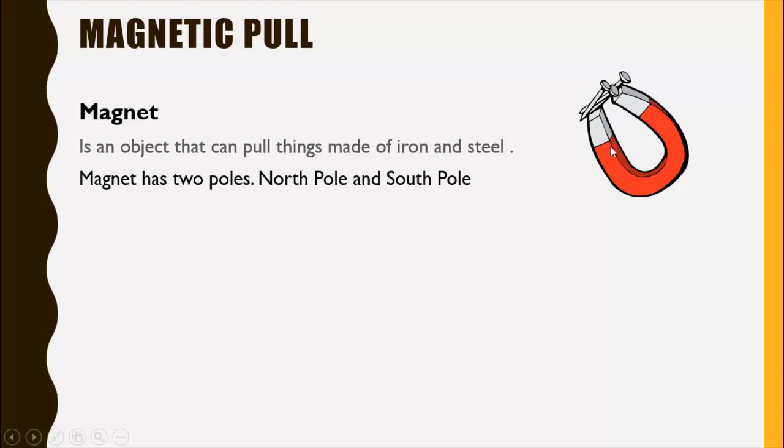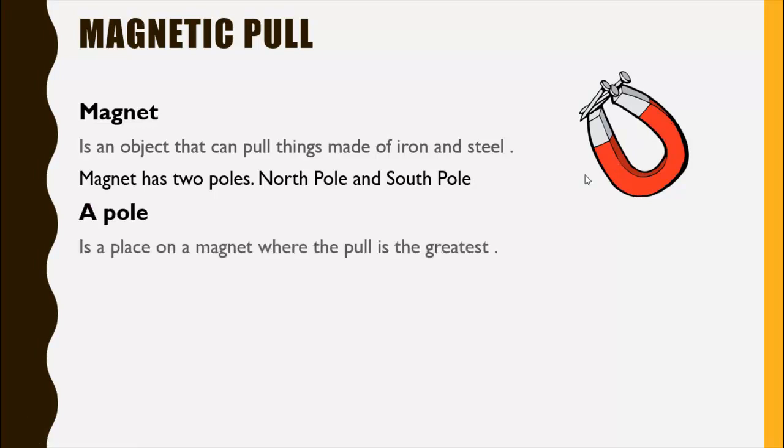And the magnet has two poles, North Pole and South Pole. So, each magnet has two poles, North Pole and South Pole. And a pole is a place on a magnet where the pull is the greatest.